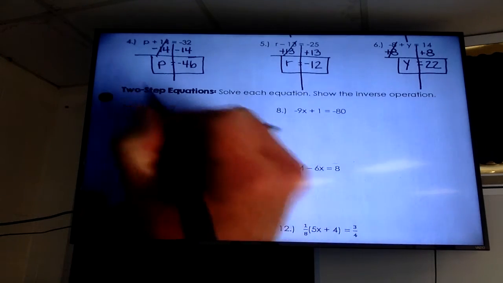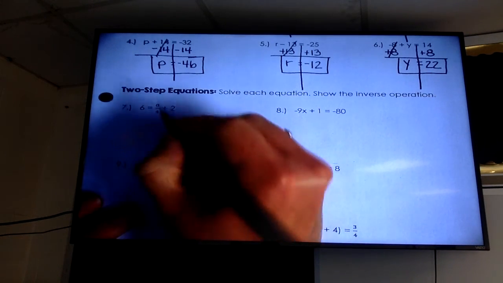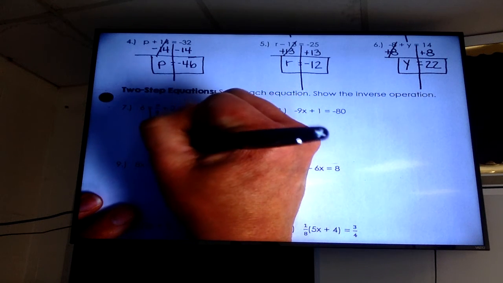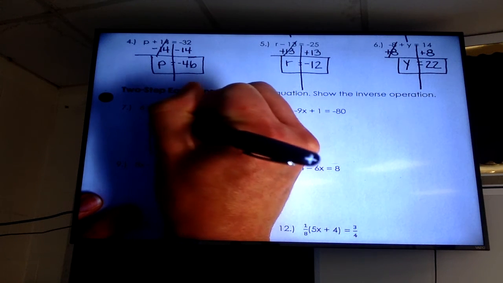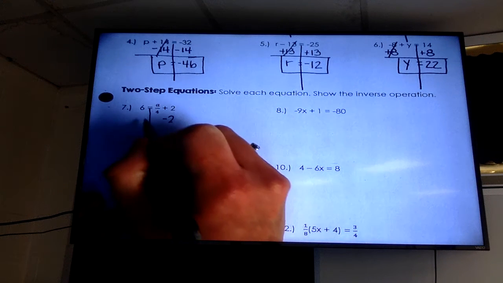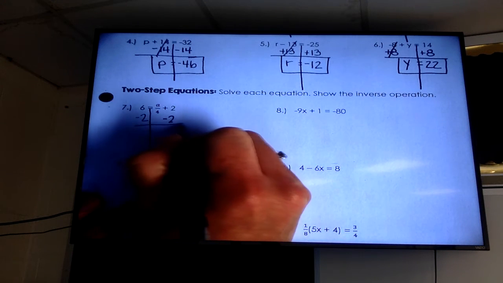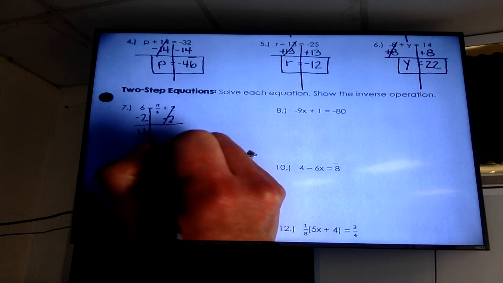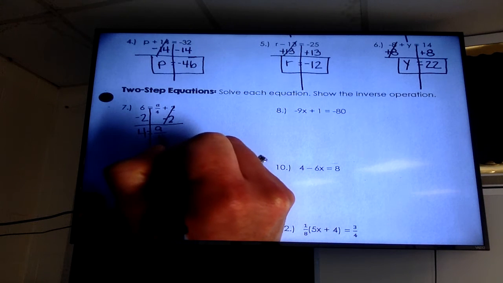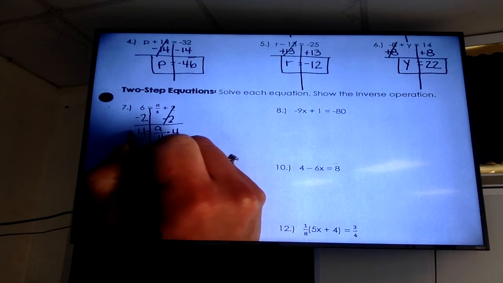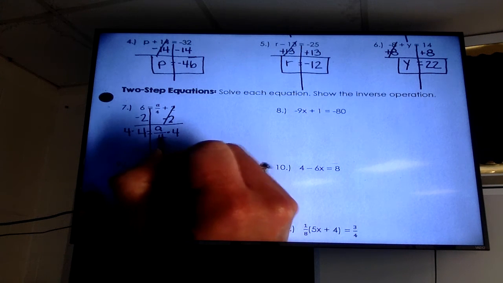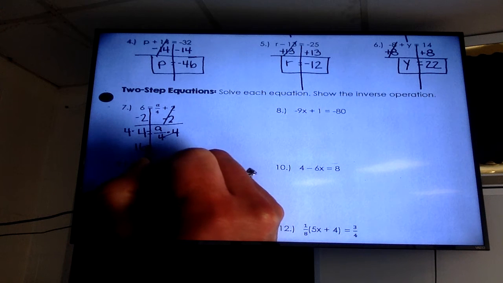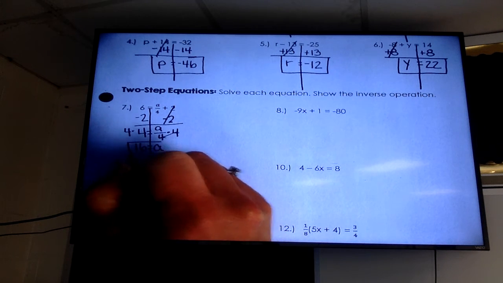All right, so 6 equals A divided by 4 plus 2. I'm going to drop my line. I'm going to start away from the variable, so I start with the minus 2 on either side. So on this side, I'm left with 4 equals A over 4. I see that this is division, so I know I need to multiply by 4 on both sides. And I get 16 equals A, so A equals 16.